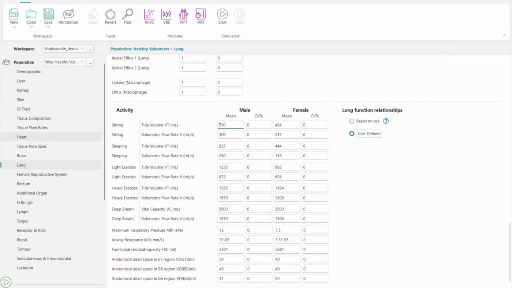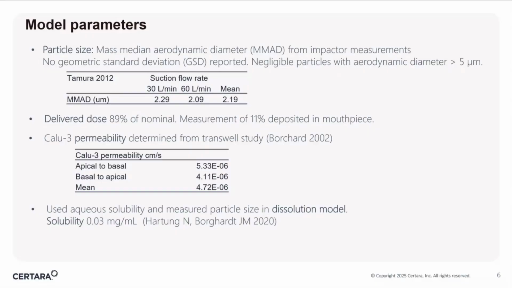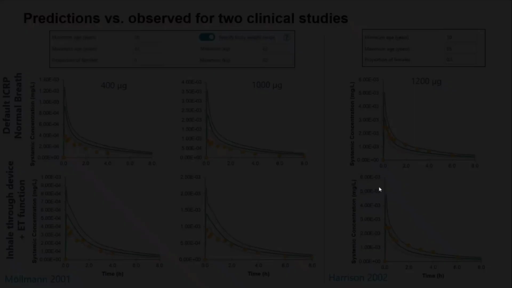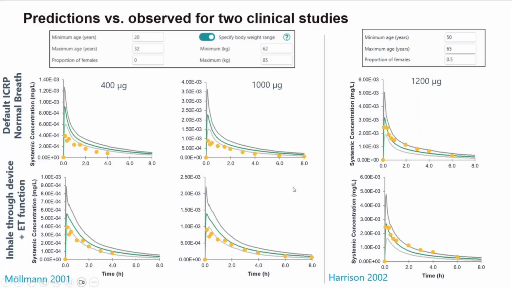What I'll do now is switch back to the simulator. Not a lot of time to go through this, but these are the predictions to the clinical studies. The top row is two doses in one clinical study and one dose in another clinical study. This is just the default that I showed initially, the ICRP model default, which uses that normal breath option. Even though it's getting very bad predictions for the deposition, it's doing quite well for one of the studies for the PK, not so good for one of the other studies.